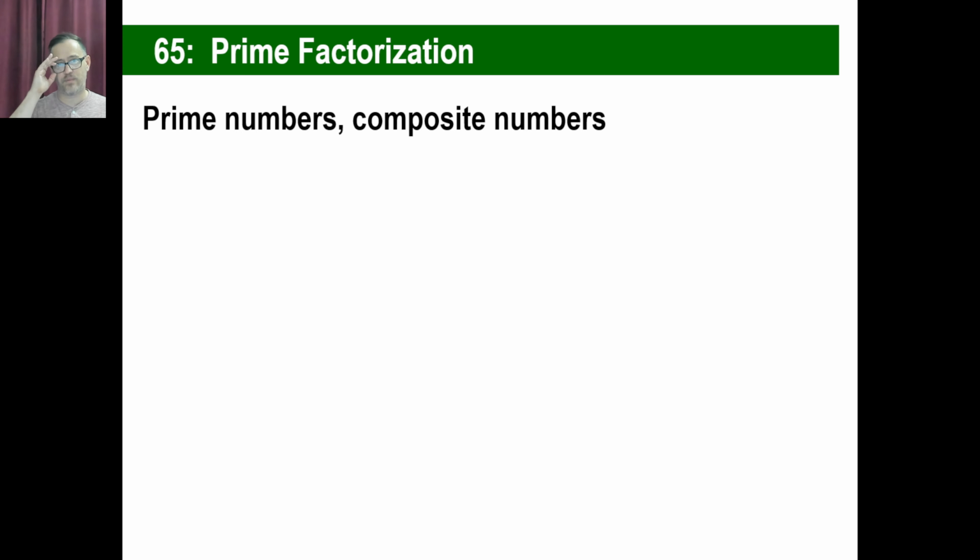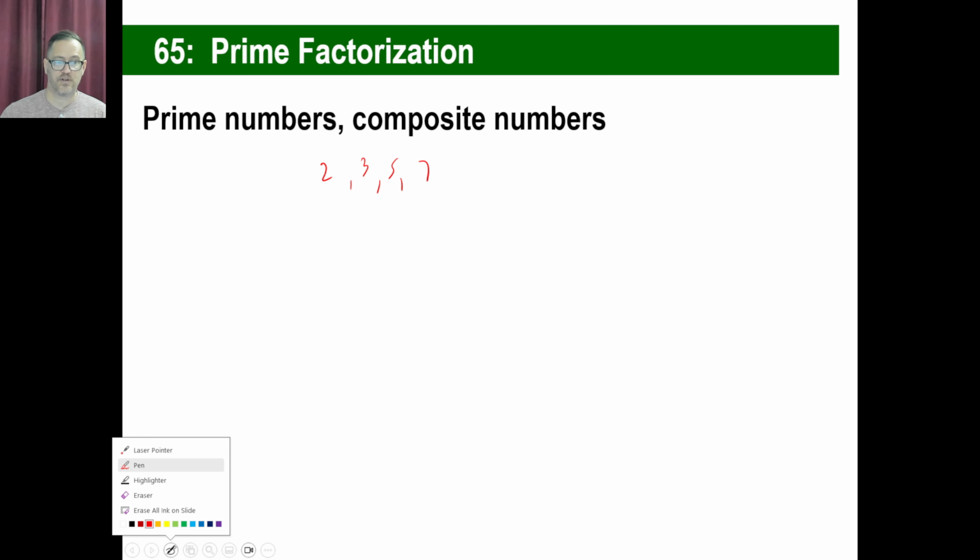So let's talk about prime factorization. Remember, prime numbers are numbers like, the smallest prime number is 2. Then we have 3, then 5, then 7, and so on. Those are not divisible by anything except themselves and 1. Composite numbers are composed of more than one prime number.